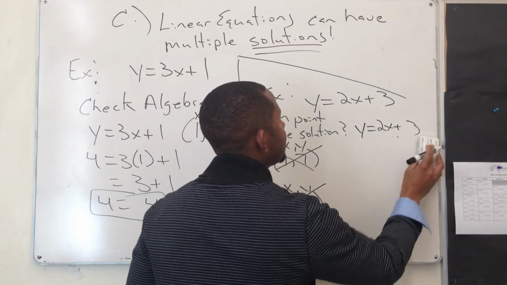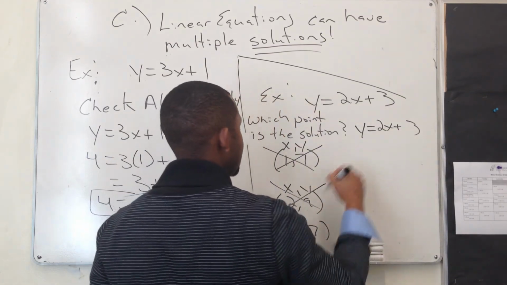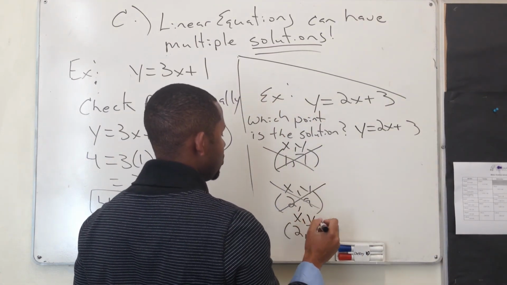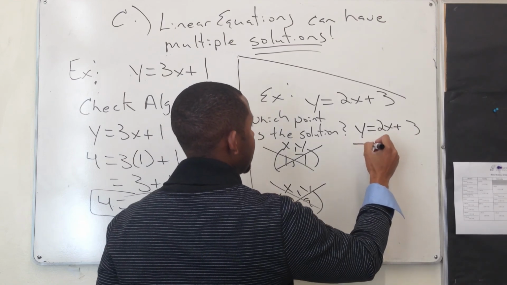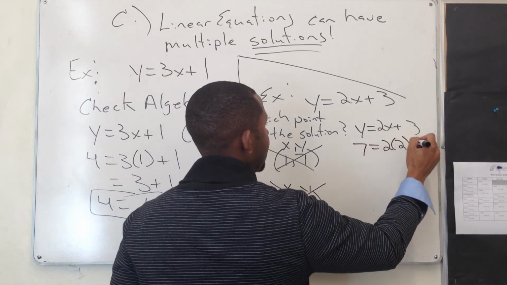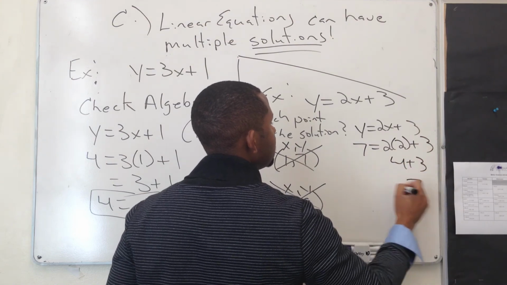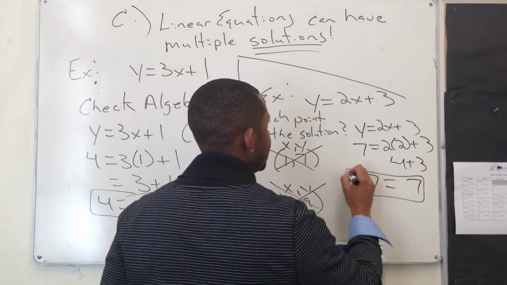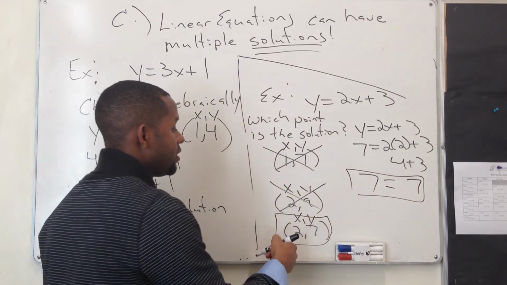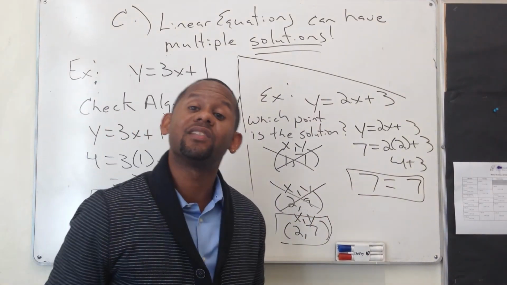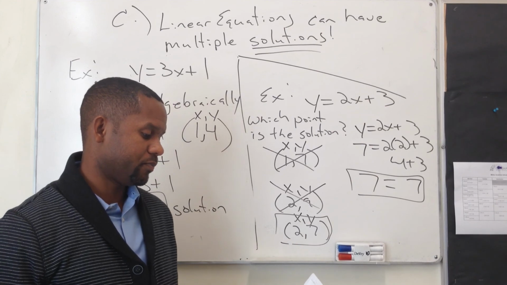So finally, I check my third one. It says x should be 2 and y should equal 7. Y equals 7, x equals 2. I end up with 7 equals 7. This point, 2, 7, is a solution to my equation.